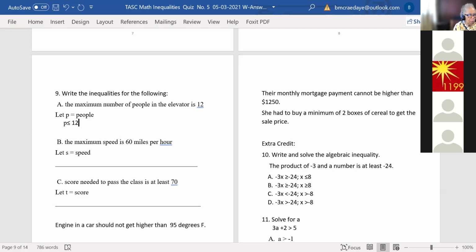That's good. So you understand why, when the maximum number of people in the elevator is 12, the inequality is less than or equal. Right? Yes. It can't be greater than.